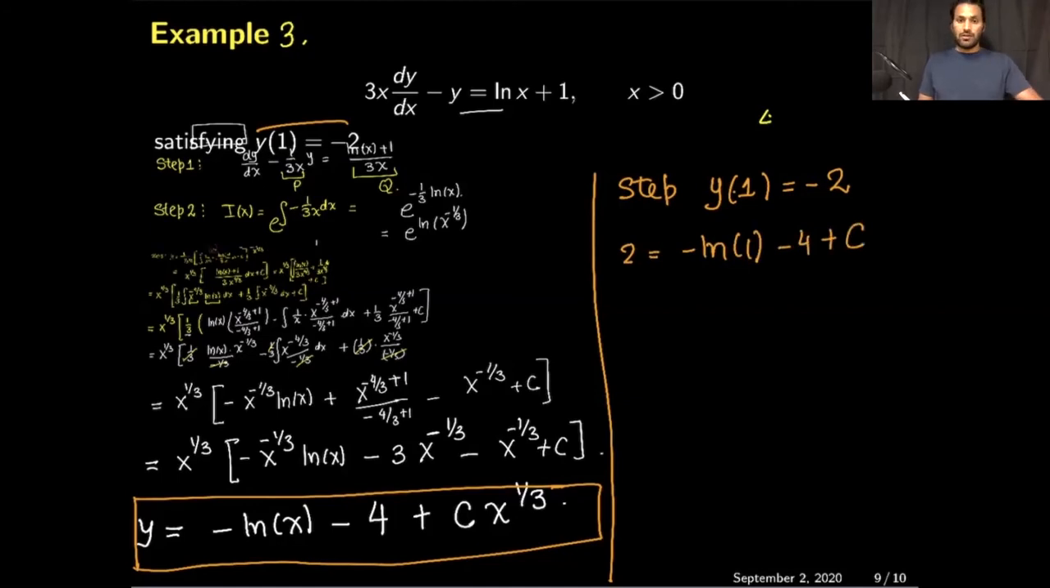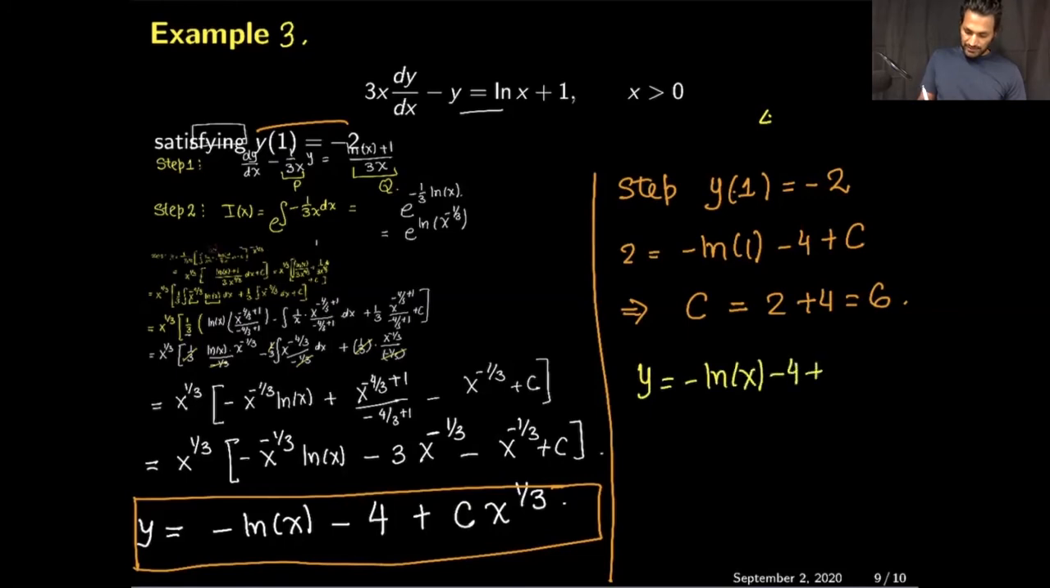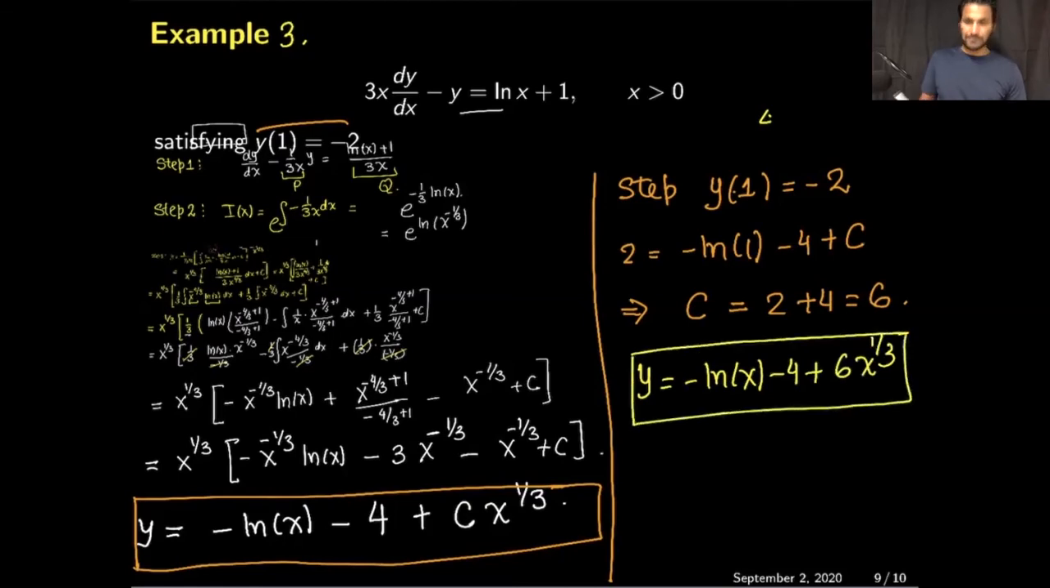It means 1 to the power 1/3 is just 1. Natural log of this is 0. Therefore, c is equal to 2 plus 4, which is 6. So our special solution in this case is y is equal to minus natural log of x minus 4 plus 6x to the power 1/3. So this is our special solution for this differential equation.